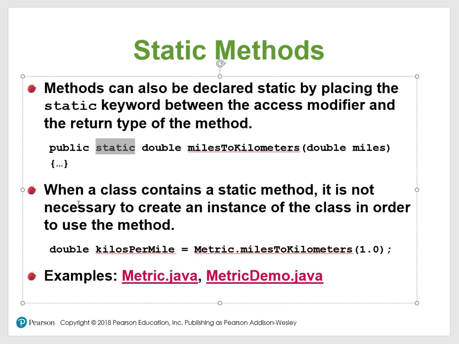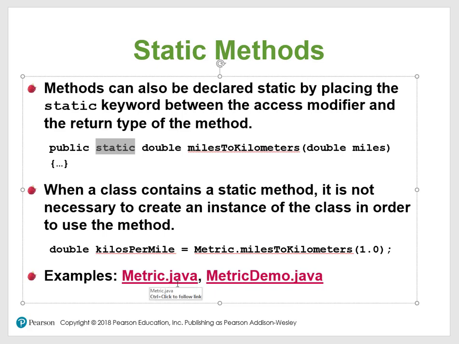So when a class contains a static method, it is not necessary to create an instance of that class in order to use that method. So what does that mean? Let's say you created an instance method. With a static method, you don't have to create an instance to call that method. Let me pause here.